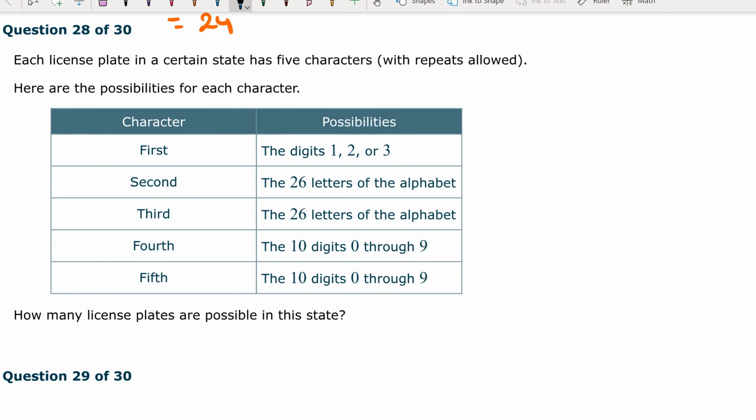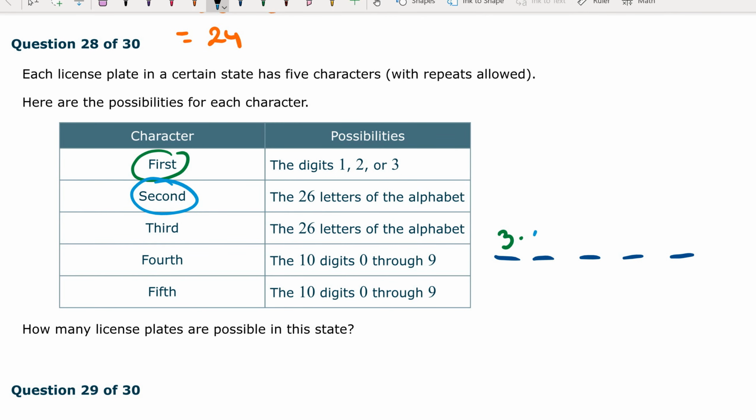The license plates have 5 characters, which means 5 placeholders. In the first place, you have digits 1, 2, or 3, so you have 3 choices for the first place. For the second placeholder, you have 26 letters of the alphabet, so 26 choices. The third is another 26 letters, so 26 choices for the third place. The fourth is 10 digits, so 10 choices for the fourth place. And the last one is the fifth place.